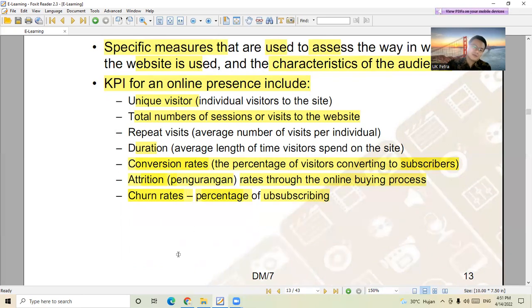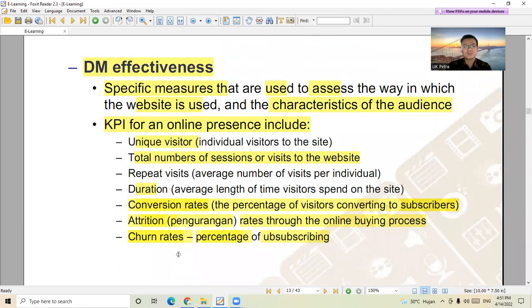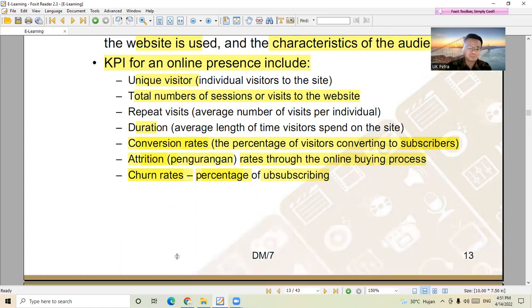So if there is a case like that, the company should really reconsider their strategy. Probably their strategy is wrong, and they may choose different strategies, so that the effectiveness of the digital marketing can be better.